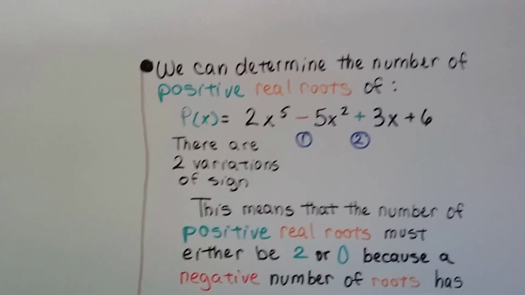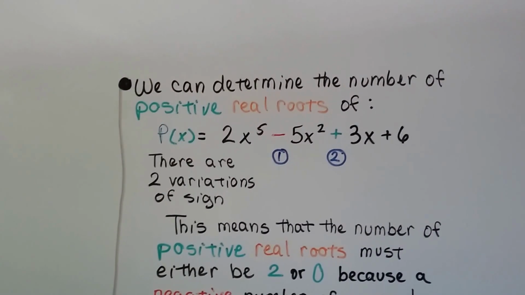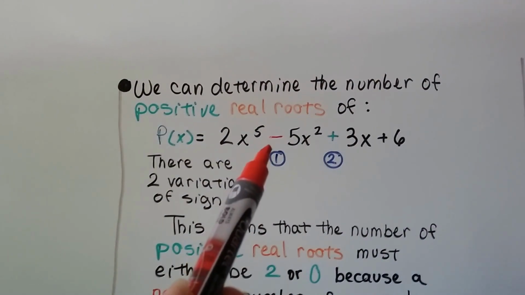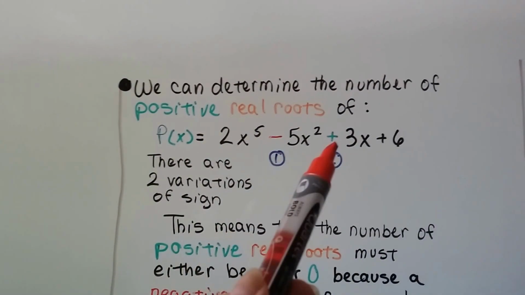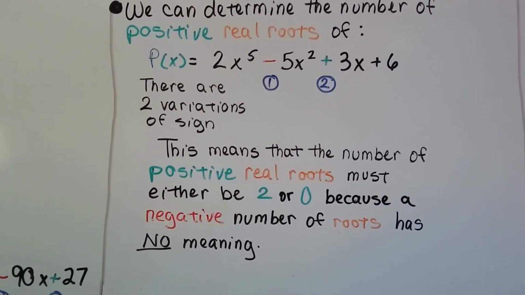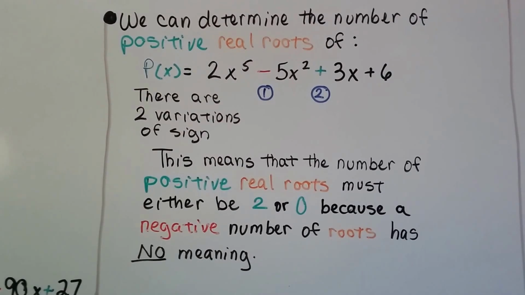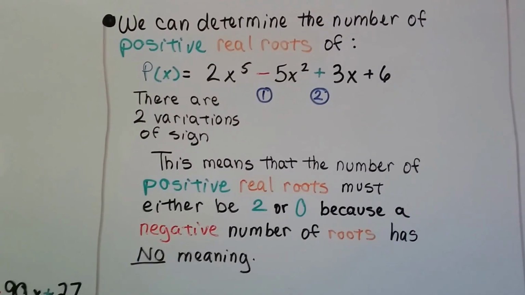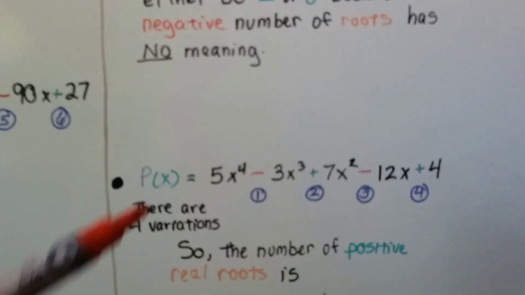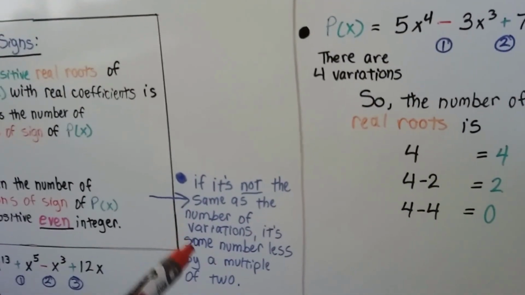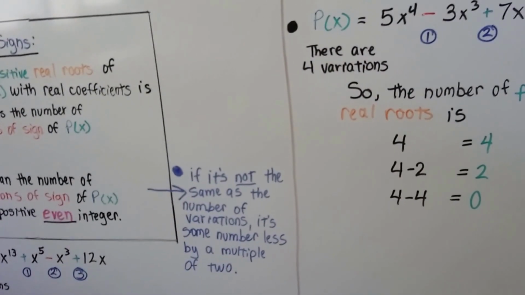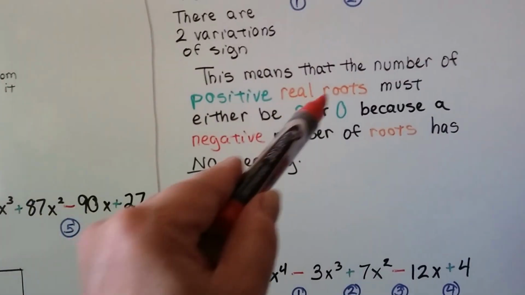So we can determine the number of positive real roots of this polynomial. There's 2 variations of sign, so there's 2 positive real roots, or 0. This was a positive, it became negative, then positive. So we have 2 variations of sign. That means the number of positive real roots must either be a 2 or a 0, because a negative number of roots has no meaning. It can't be a negative 2 or something. So it's a 2 or a 0, because if it's not a 2, then it's some number less by a multiple of 2. So we'd do a minus 2, and that would give us 0.